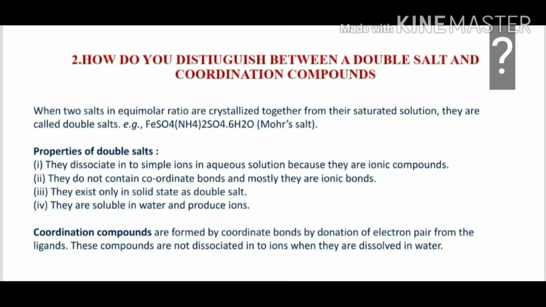This is the property of double salts. They dissociate into simple ions in aqueous solution because they are ionic compounds, and there are no coordinate bonds here because they are formed by ionic bonds. But coordination compounds are formed by coordinate bonds, by donation of an electron pair. So these compounds are not dissociated into ions when dissolved in water. This is the main difference between a double salt and a coordination compound.